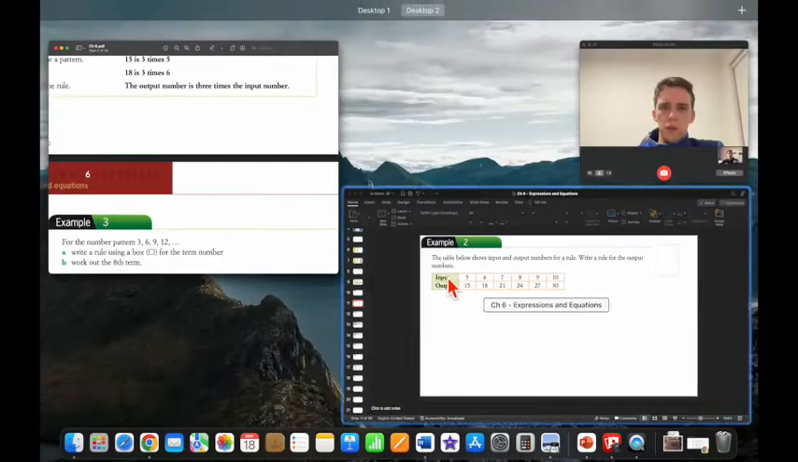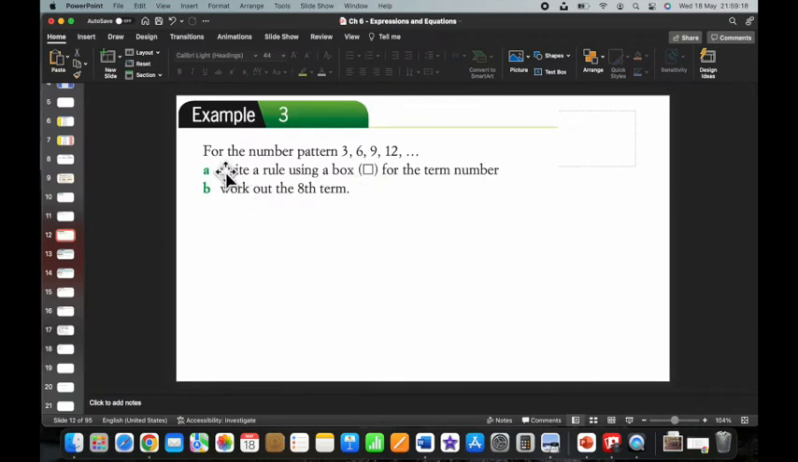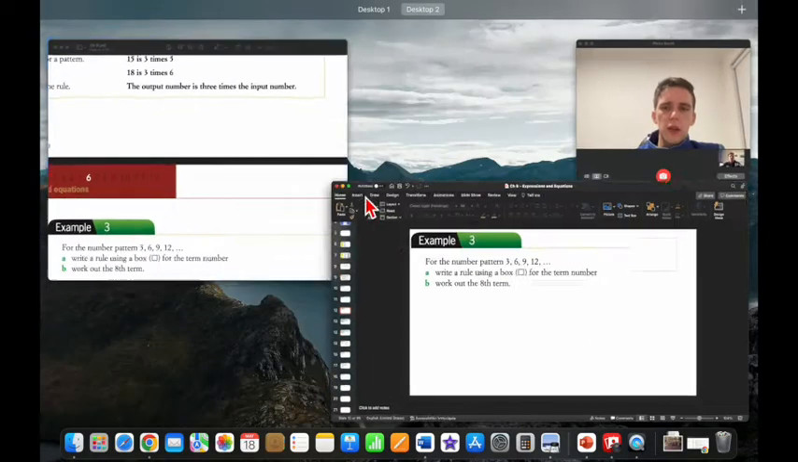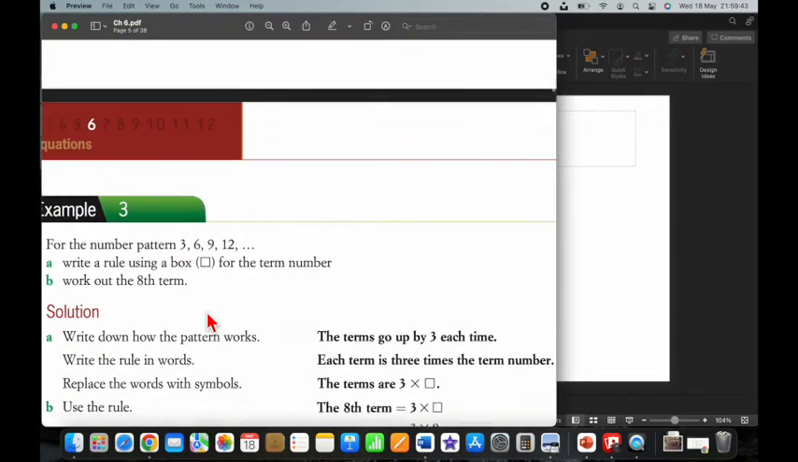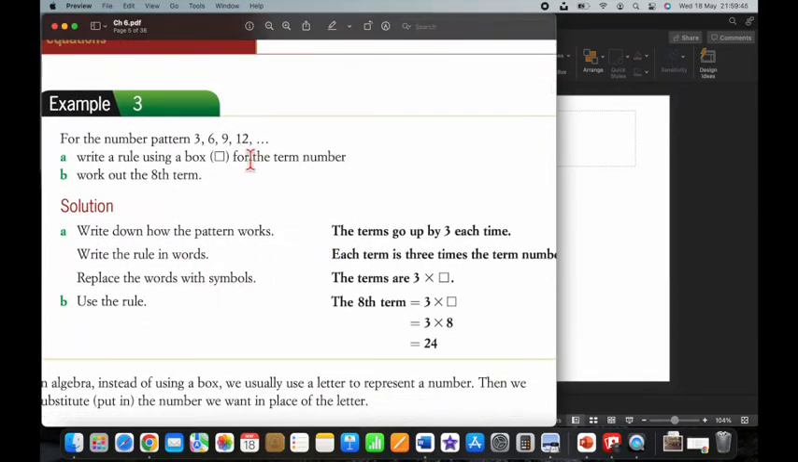Example 3. Let's pull it up here, a little bit higher on the screen. For the number pattern 3, 6, 9, 12, write a rule using the box for the term number. Now remember, the term number, this is term 1, this is term 2, this is term 3, etc. Okay. So instead of writing the term number, we can use a box for that. So this is what it's going to look like. Here's the solution. Okay. We can see in this pattern, it's going up by 3. Okay. So the terms are 3 times the term number.